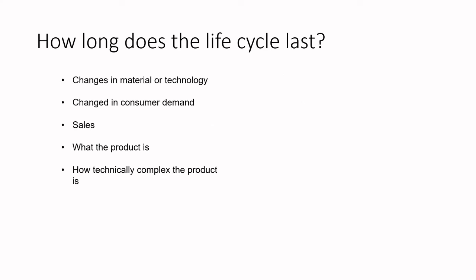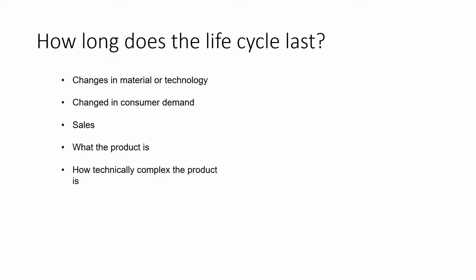So how long does the life cycle last? As we said, you've got long and short ones, or even medium ones. There are a few things that can determine how long it lasts. It could be a change in materials or technology. It might be that we've developed a new material to make this from so it works better, or a new way to make the thing so it's cheaper and we can make it better that way. There may be a change in consumer demand.